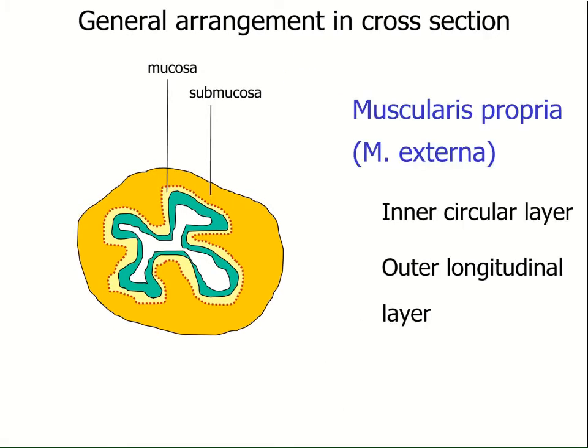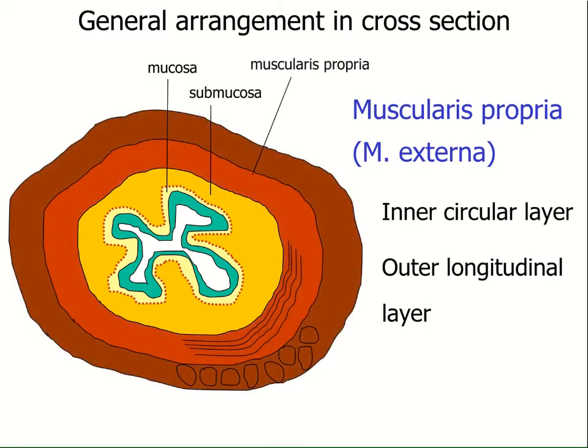Now we will add the muscularis propria or muscularis externa, or outer smooth muscle layer of the gut wall, to our picture. This layer consists of two layers of smooth muscles, the inner circular layer of smooth muscles and the outer longitudinal layer of smooth muscles. In a cross-section like this, the muscle fibers in the inner circular layer are cut in longitudinal direction, and the muscle fibers in the outer longitudinal layer are cut in cross-section.